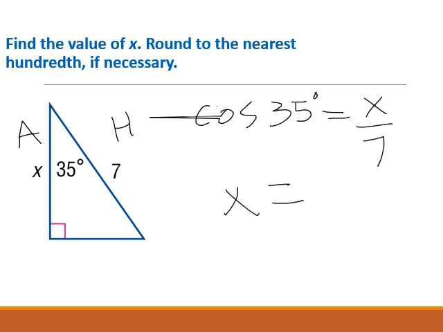Now in your calculator, you have to be in degrees to do this. So cosine of 35 times 7 gives me 5.7.